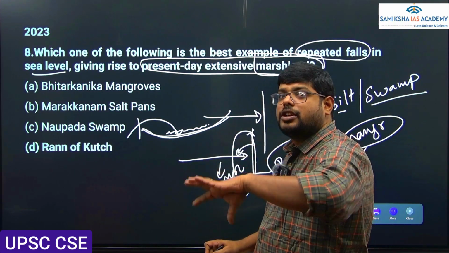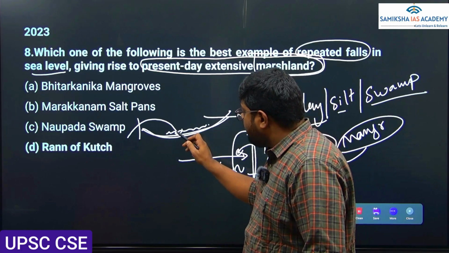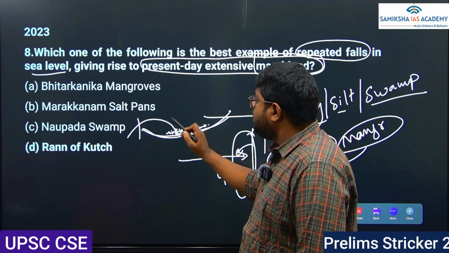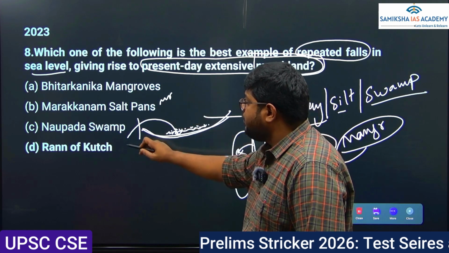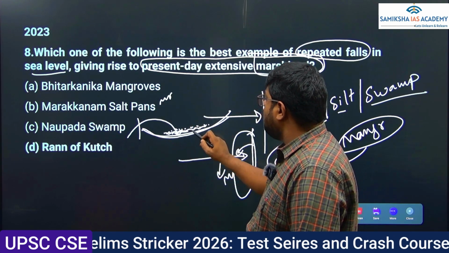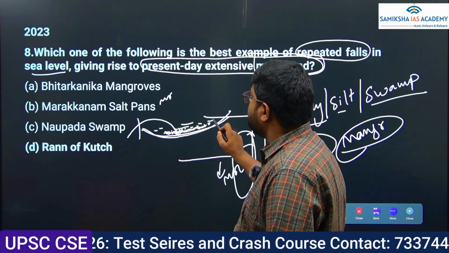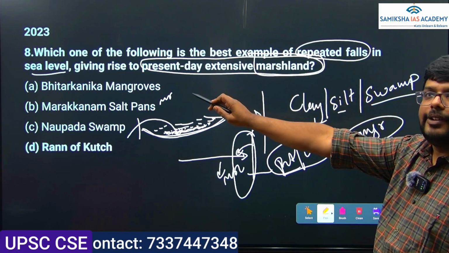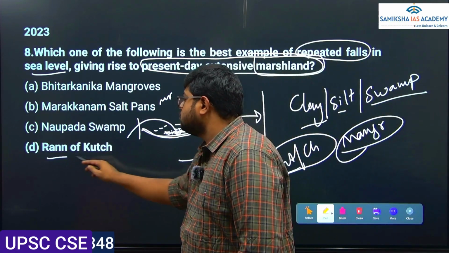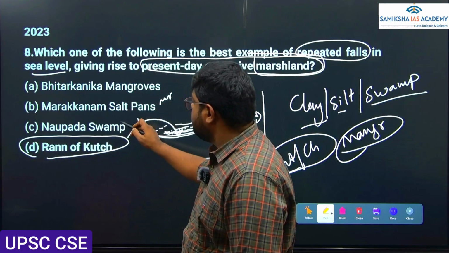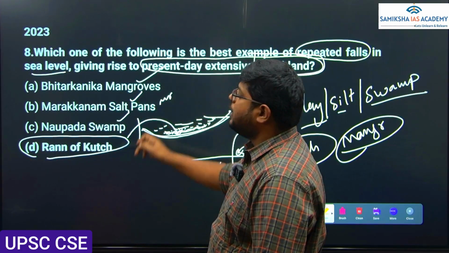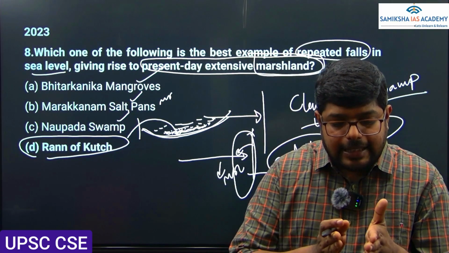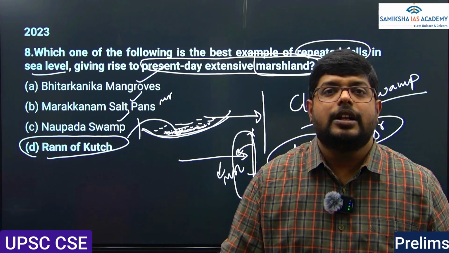As the daily temperature increases, what happens? Water evaporates and salt is accumulated. This is happening for millions of years. Whenever high tide comes, water comes and salt is accumulating. See, repeated falls in the sea level. Answer is Rann of Kutch. Am I clear? So analyzing the question is highly important.